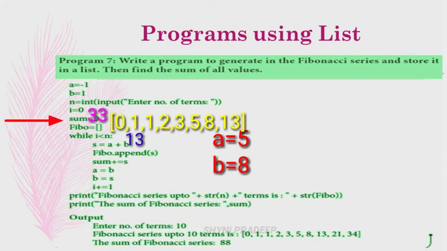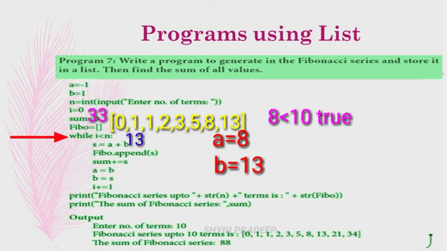See the next line. A is equal to B. So assign B value to A. Assign S value to B. So this A becomes 8 and B becomes 13. And update the I value. I plus is equal to 1. So this I becomes 8. Again check the condition. 8 is less than 10. This condition is true.